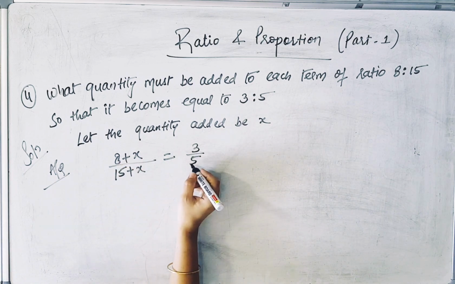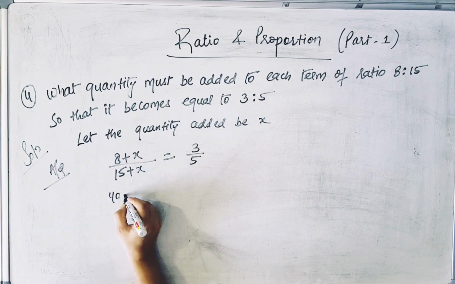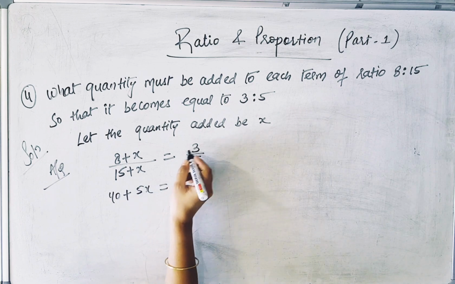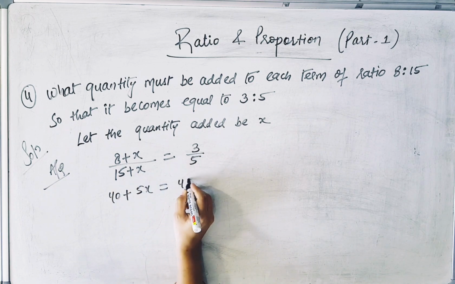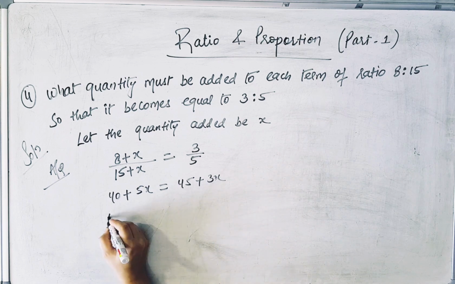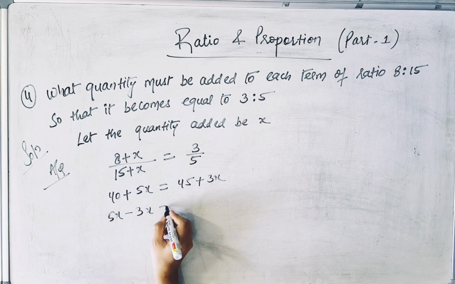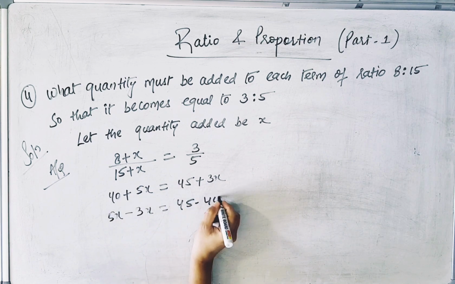We'll cross multiply it. 5 into 8, 40 plus 5x. 15 into 3, we'll get 45 plus 3x. So 5x minus 3x equals 45 minus 40.